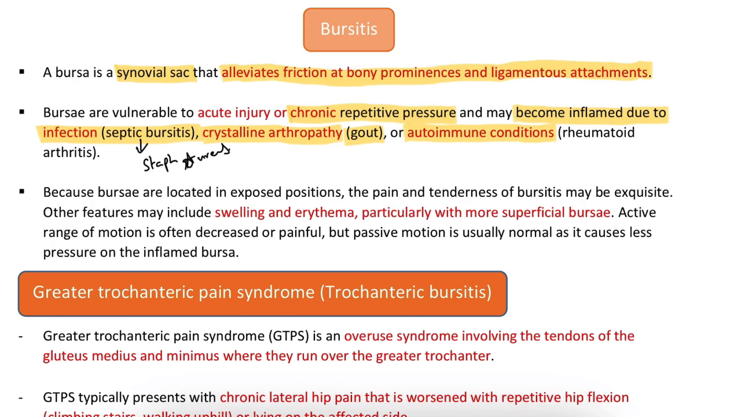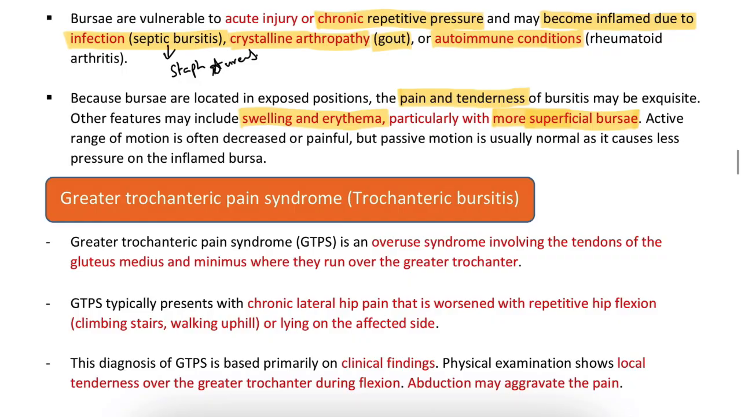So what are the symptoms you can see in bursitis? Localized pain and tenderness, swelling and erythema, especially in a superficial bursa. Pain with active movements, but passive range of motion is often normal, a key exam clue. In the exam they mostly focus on pain with active movements while passive range of motion is often normal. So this is bursitis.